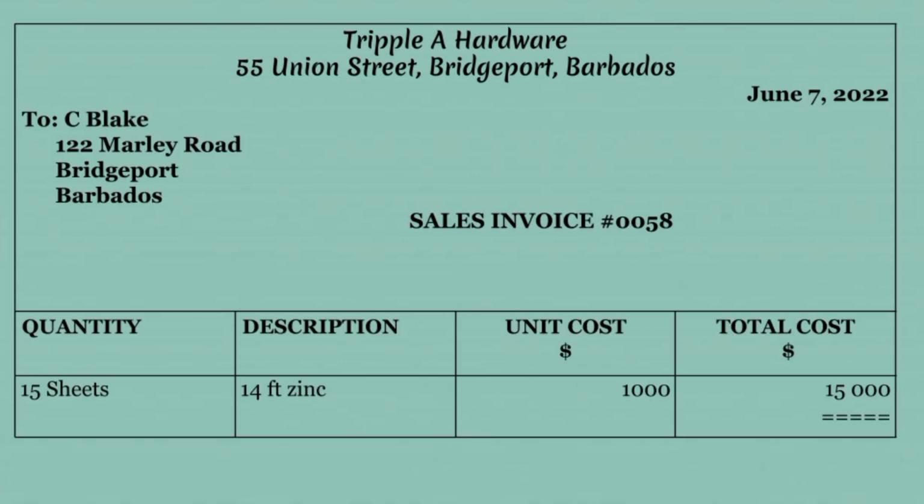For the third invoice, we are selling goods to C. Blake on June 7, 2022. The invoice number is 0058. We are selling 15 sheets of 14 feet zinc at $1,000 each, totaling $15,000. The amount that C. Blake will pay is therefore $15,000.